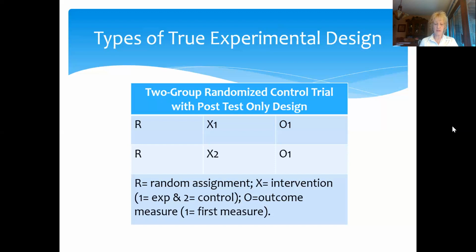Another example of this is when a baseline measure isn't possible. So you may have a time where you can't do the baseline measure and you just have to do it post-intervention. As long as you have randomization, as long as you have treatment and control, and as long as you have the measure of the intervention, it's still considered an RCT.